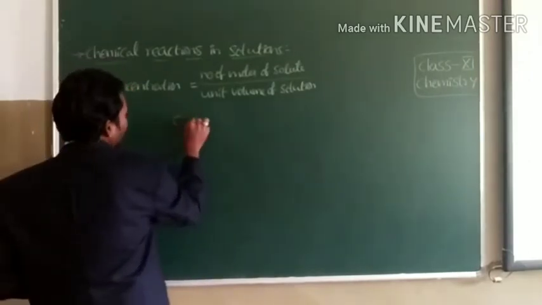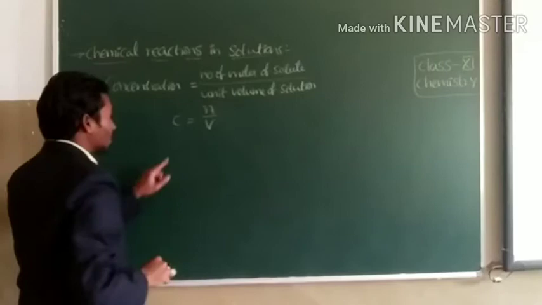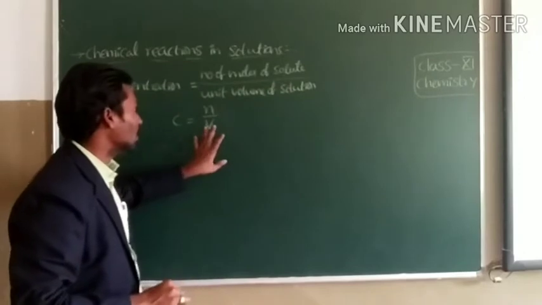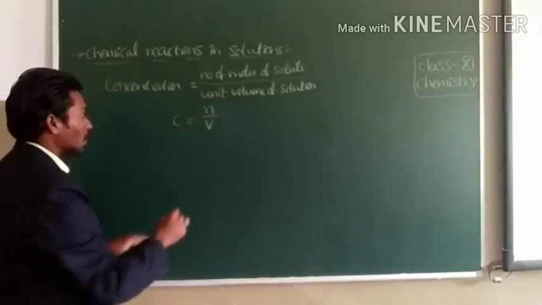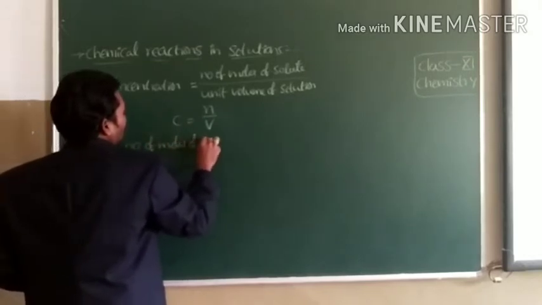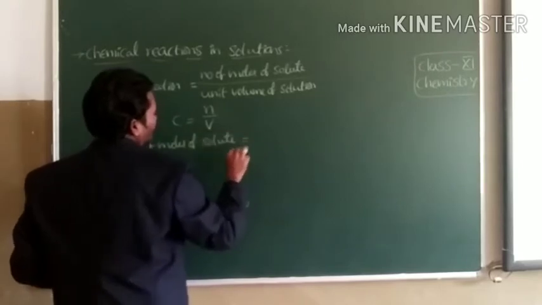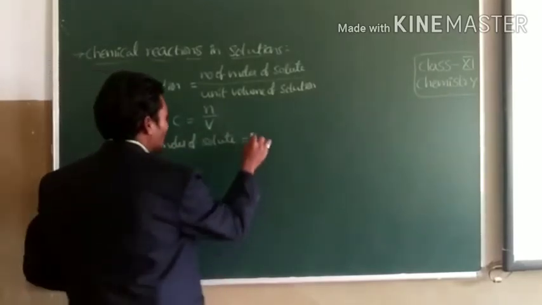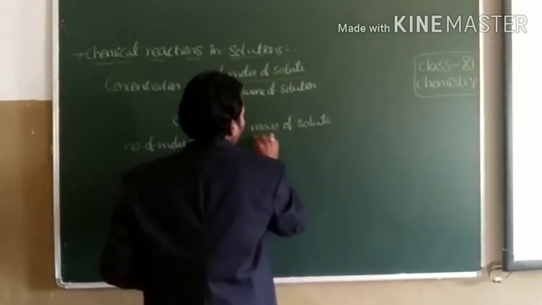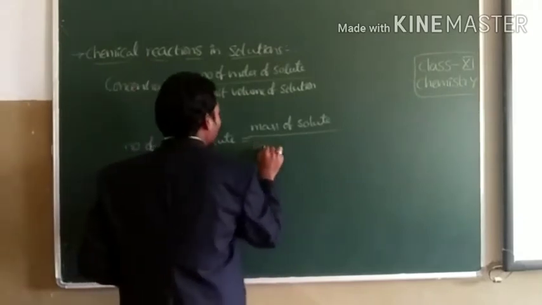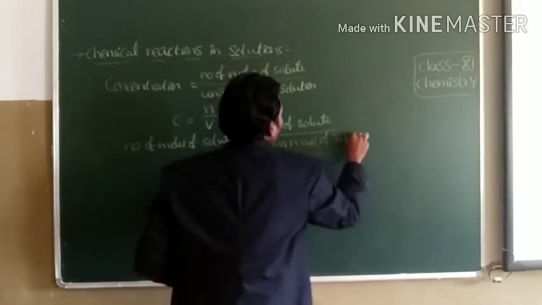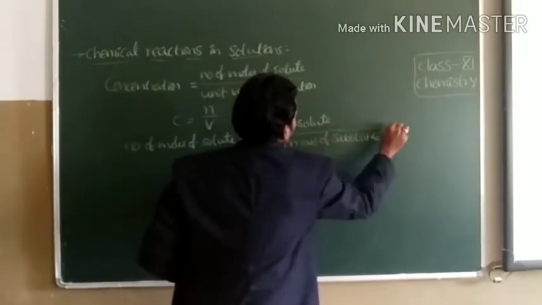The formula of concentration: C is equal to n by V. N means the number of moles of solute, V is the unit volume. The number of moles of solute can be defined as the mass of the solute divided by the molar mass of the solute.